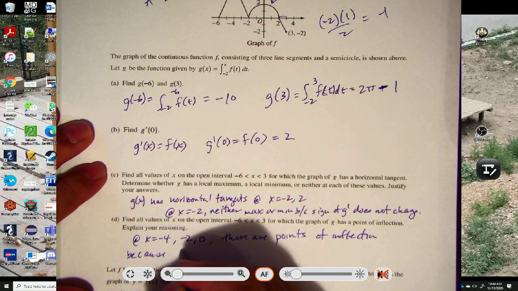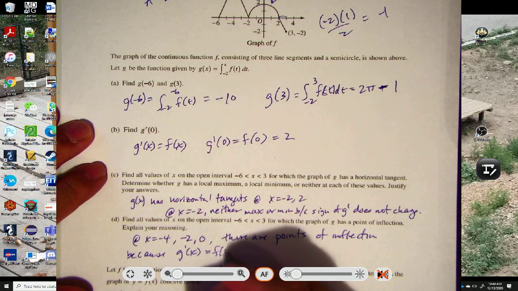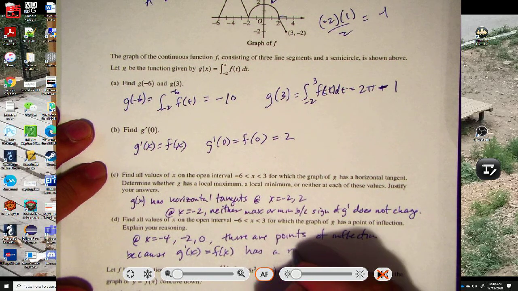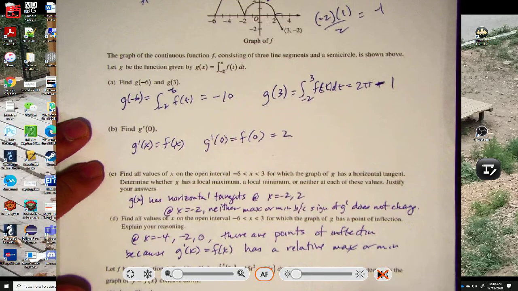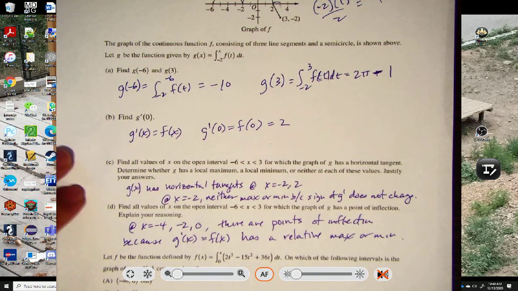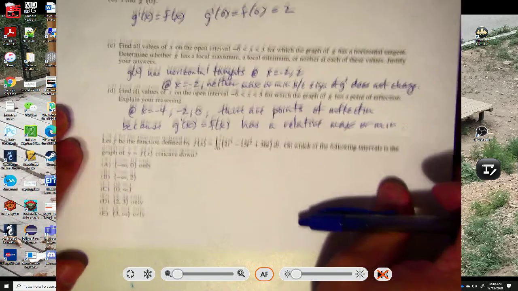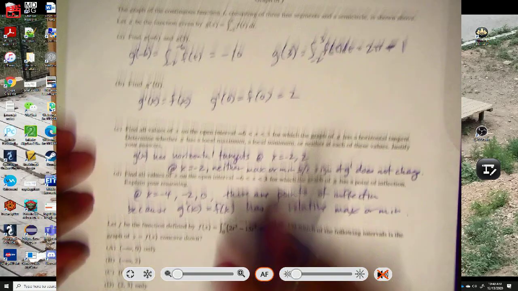because g prime of x, which is equal to f of x, has a relative max or min. Okay, that's it. All right, continuing. So that's the end of that question.